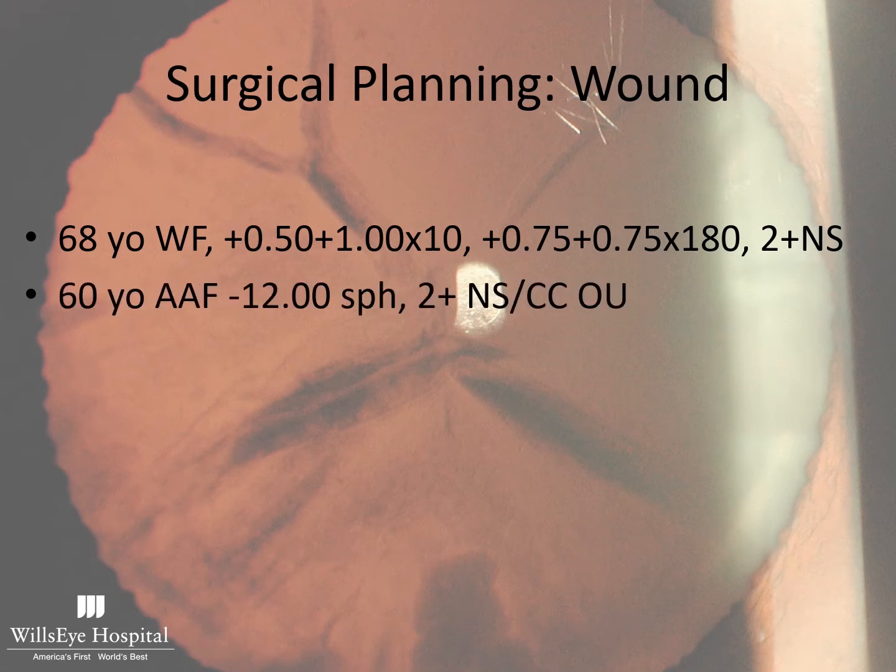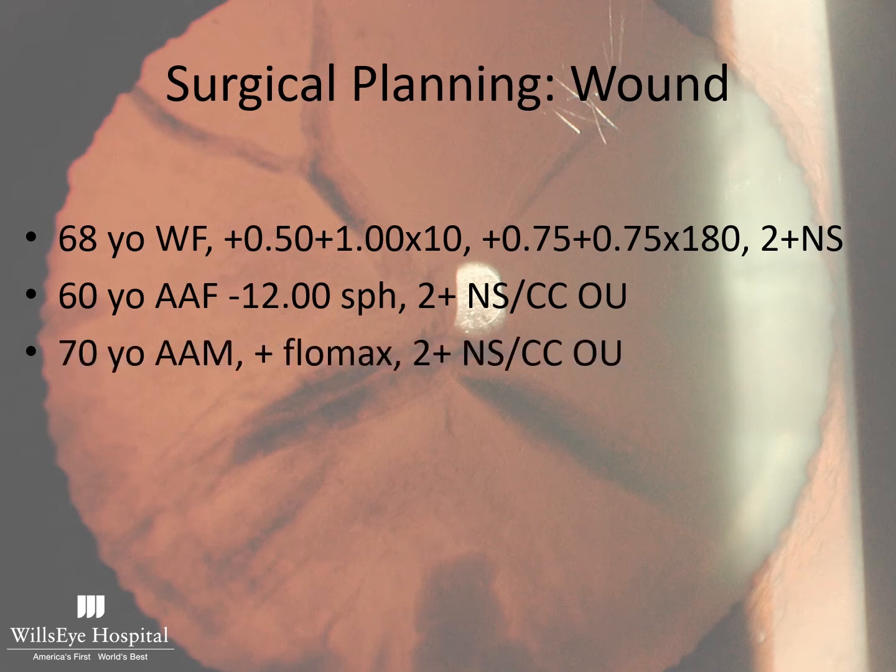The next patient is a 60-year-old patient, high myope -12, probably going to have a high axial length, 2+ NS. This would be a person that you would want to start your wound further posteriorly and not tunnel too far anteriorly into the eye. Otherwise, you're going to be operating in a crater and creating wound leak as you try to position your phaco tip more posteriorly in this relatively long eye.